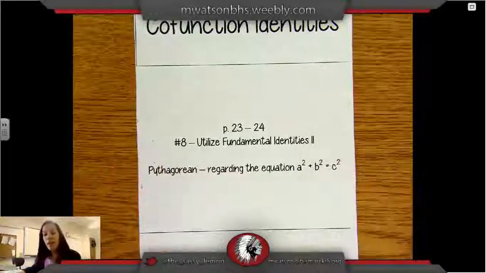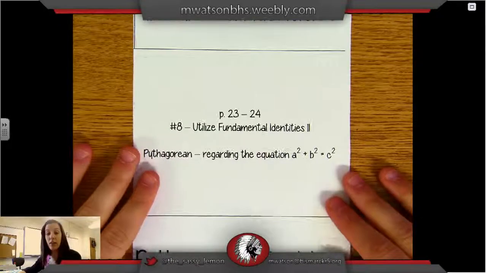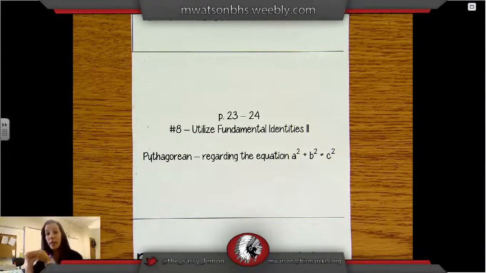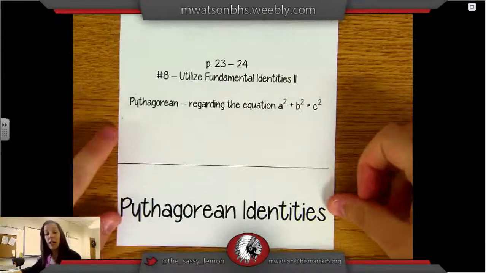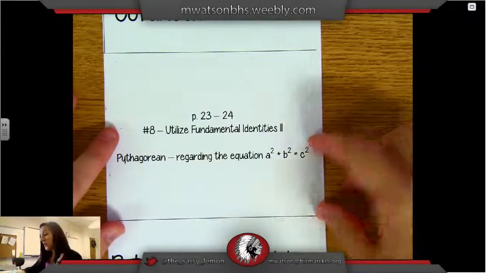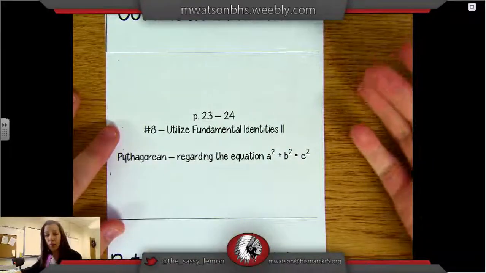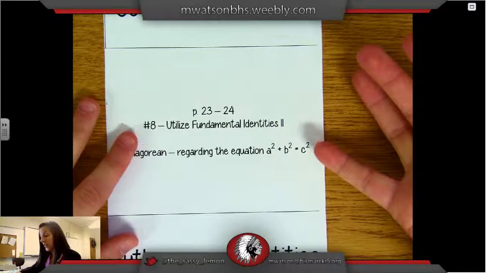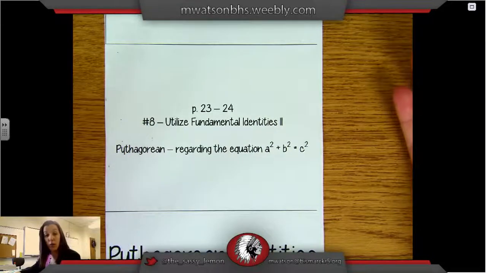Alright, so today we're going to be looking at utilizing fundamental identities, part 2. You've already learned about reciprocal identities and quotient identities, but now we're going to learn about Pythagorean identities and cofunction identities. I'm not going to do anything with the word itself because hopefully you know that Pythagorean is regarding the equation a squared plus b squared equals c squared.